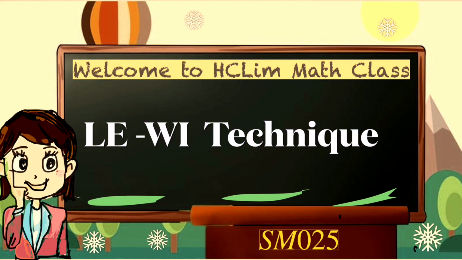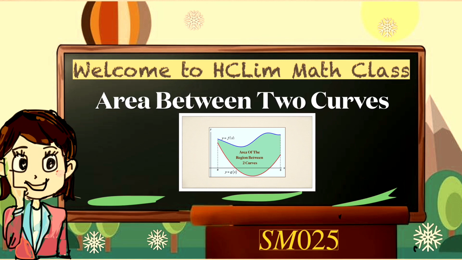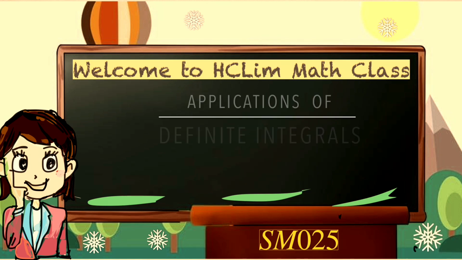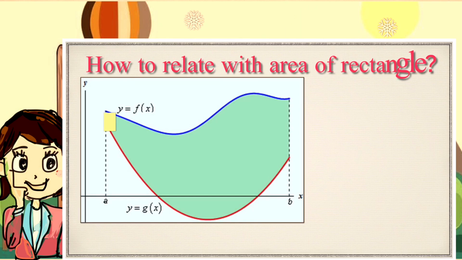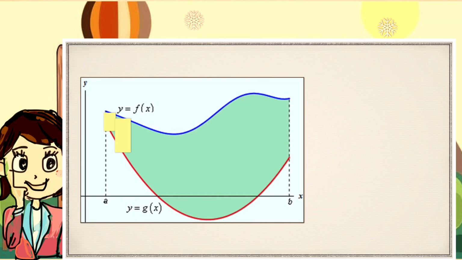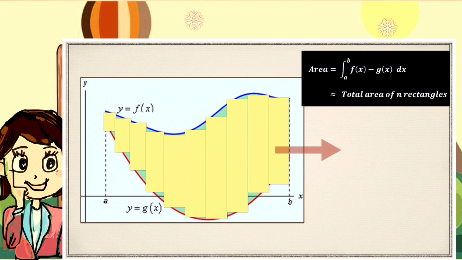Today, I'm going to introduce you to the Levy technique in finding the area between two curves, for the applications of definite integral. How does it relate to the area of rectangles? If we divide the region of area between the two curves into n small rectangles as shown above, we know that the area is approximately the total area of the n rectangles.